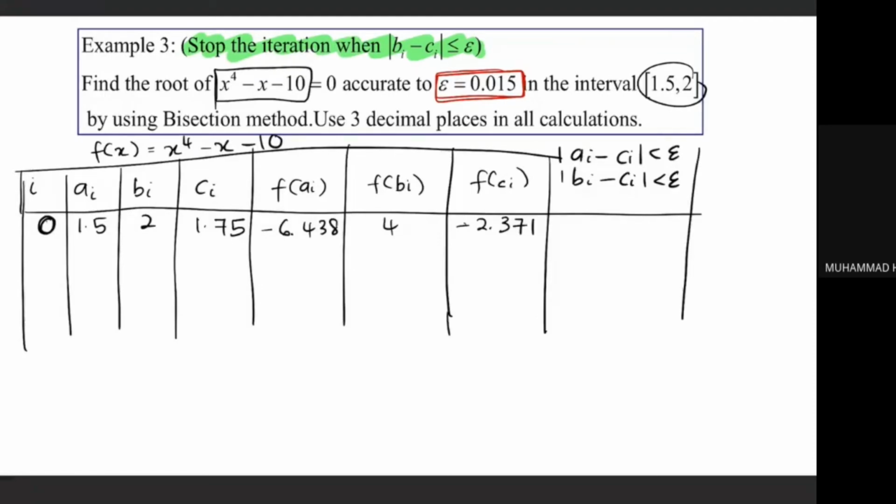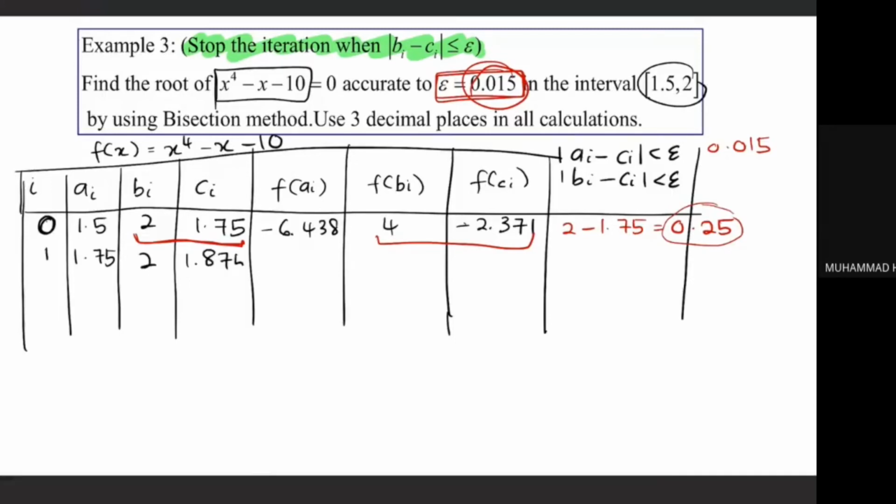How do we determine the error? First we choose the interval that contains the solution, AC or BC. So we choose BC. So find the error: 2 minus 1.75 equals 0.25. You will stop the iteration when this error is less than epsilon, 0.015. Proceed. 1.75 and 2, and then find the middle point, 1.875. And then you calculate FA, FB, and also FC.